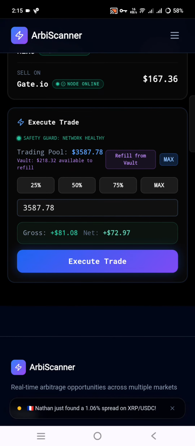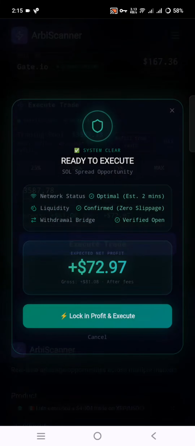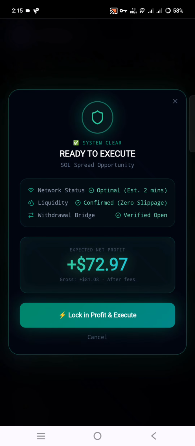We just come down here, we hit maximum. How much are we going to spend on this trade, guys? We're going to spend 3,587.78 USD. Hit execute trade. Expected net profit is $72.97, and remember, this is in a single trade. Lock in profit and execute.